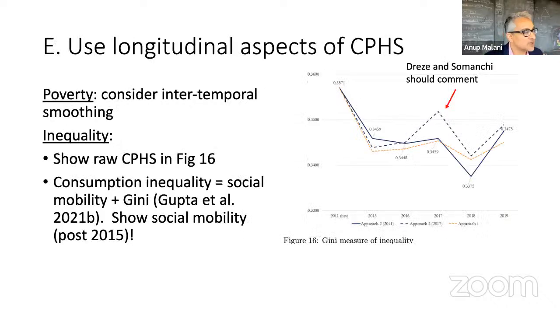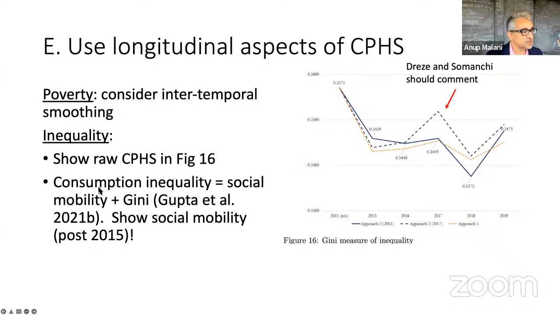Okay, now, last thing I'll say is let's talk a little bit about the longitudinal aspects of CPHS. We already talked about intertemporal substitution for poverty. For inequality, there is some data on the raw CPHS that's replicated here, figure 16. You see what the Gini coefficient looks like. One of the things I find kind of interesting, and I think Amol is on the call, is to get him to talk a little bit about the fact that CPHS might be showing a jump right here, but that's a separate conversation.